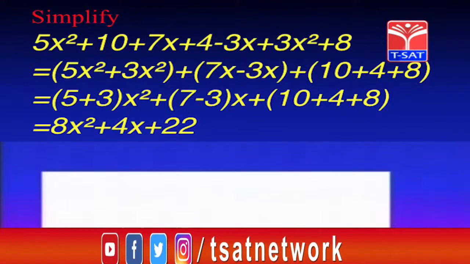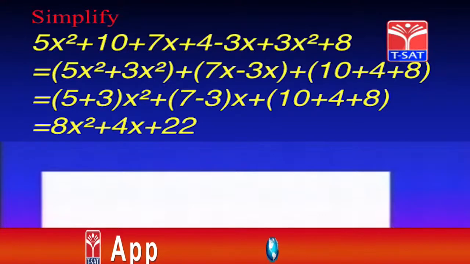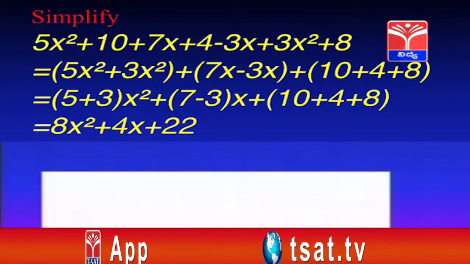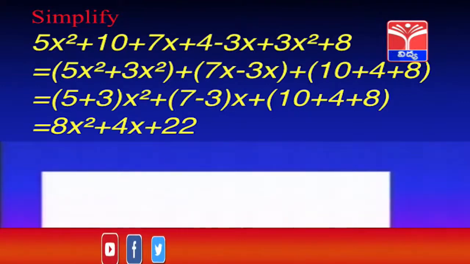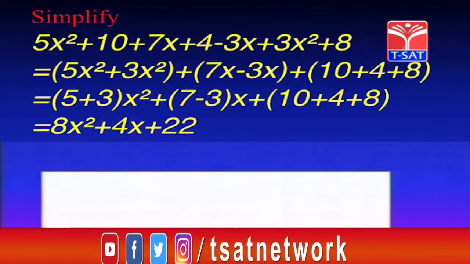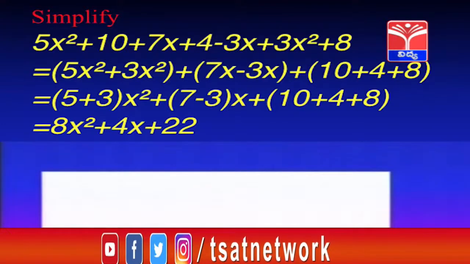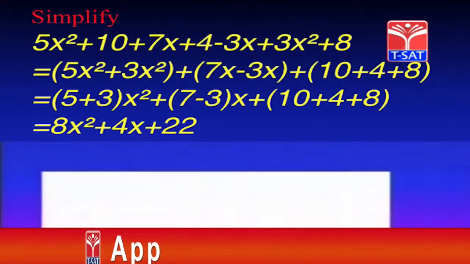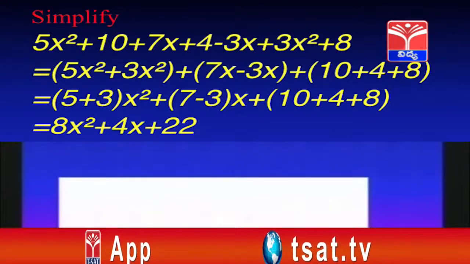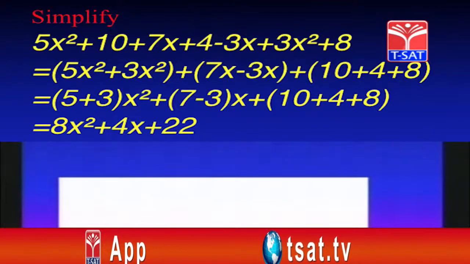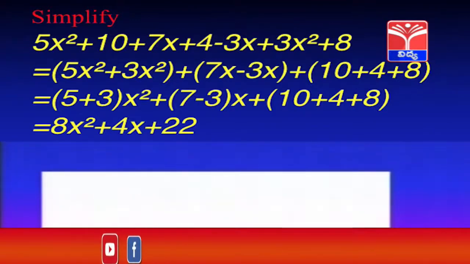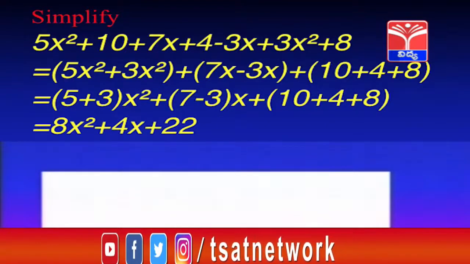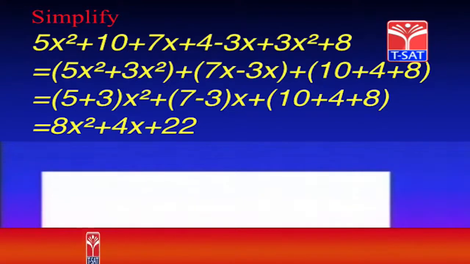Now simplify. One more example, children, let us consider 5x square plus 10 plus 7x plus 4 minus 3x plus 3x square plus 8. Now we'll arrange these terms by grouping the like terms together. 5x square and 3x square are like terms. Next one is the x terms, 7x minus 3x. Next one, 10 plus 4 plus 8. After grouping these 3, we'll add these expressions. 5 plus 3 is 8x square, 7 minus 3 is plus 4x, and here you will get plus 22.